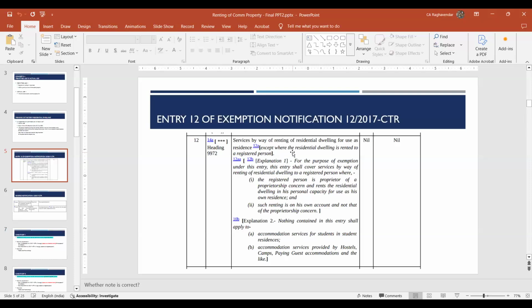Ravindra, can you project the screen and PPT? Full screen, sir. Yeah, full screen.